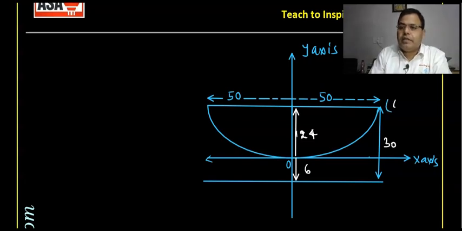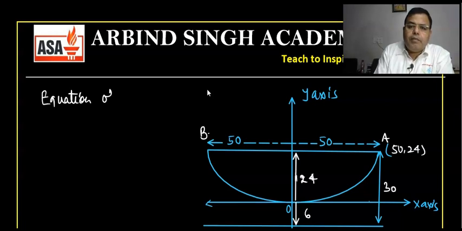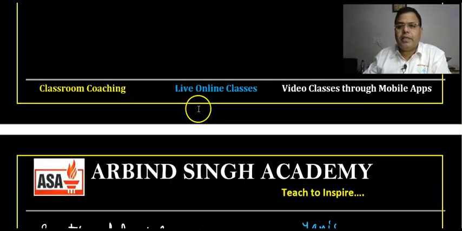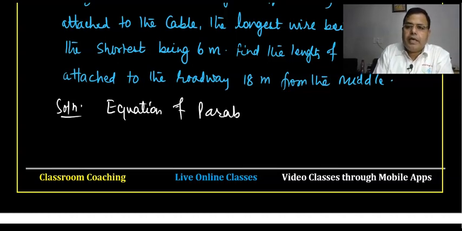So the coordinate of this point is 50 comma 24, and this is say point A, and this is point B, that is minus 50 comma 24. Now since the parabola opens vertically upward, the equation of the parabola will be x square is equal to 4ay. Let the equation of the parabola be x square is equal to 4ay, right?